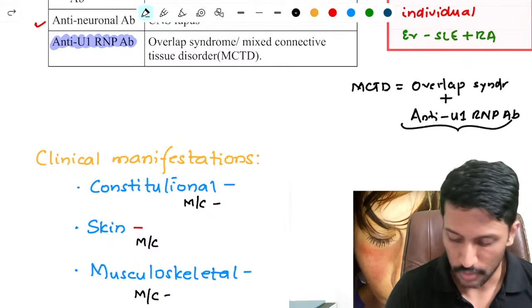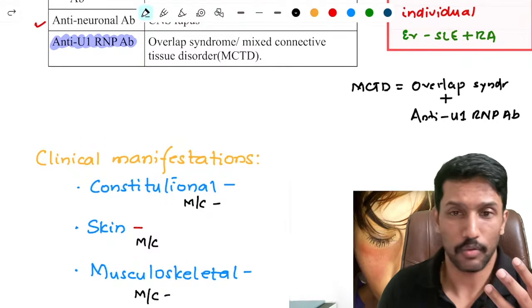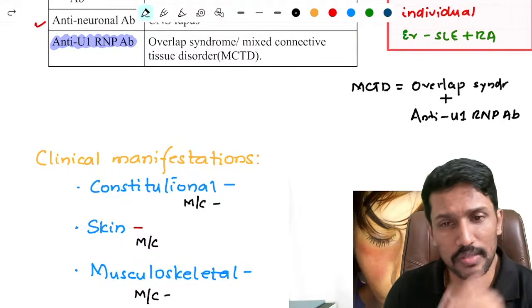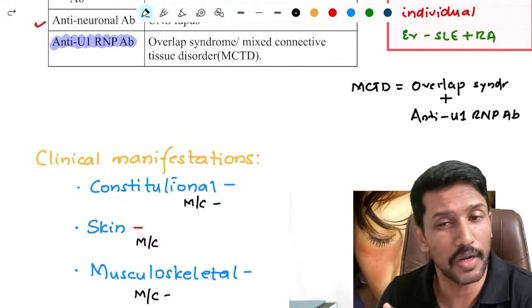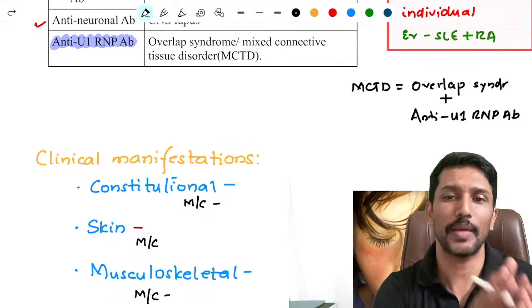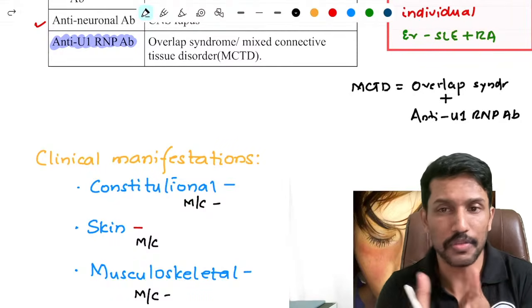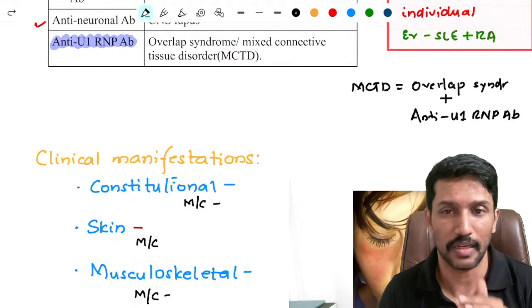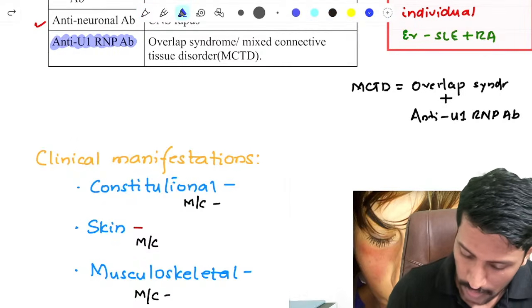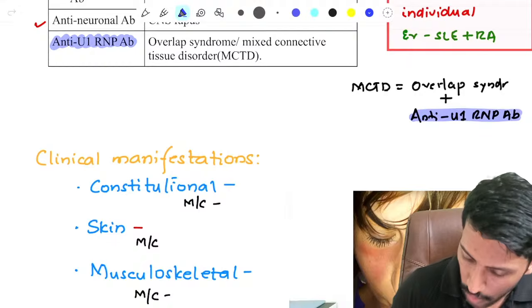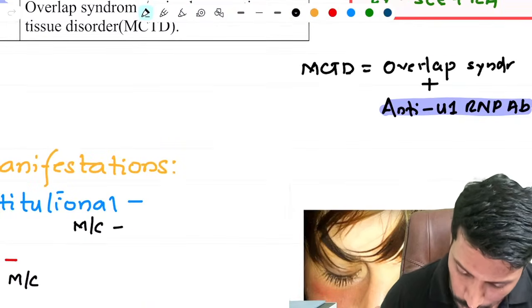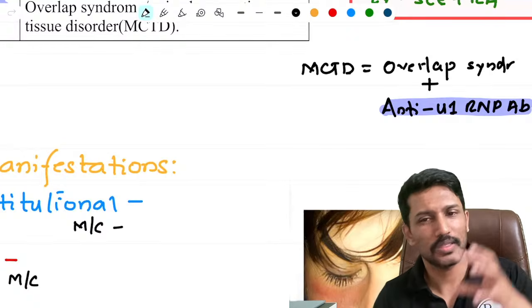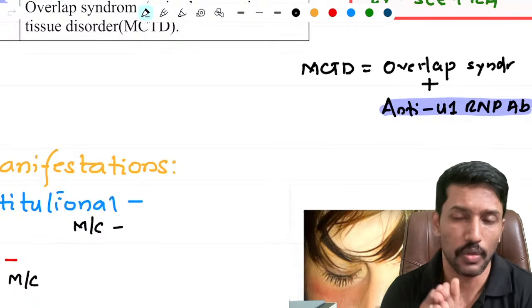mixed connective tissue disorder. So if I had other antibodies, like I had SLE plus Scleroderma, I had ANA, I had anti-centromere antibodies, but U1-RNP antibody is negative, then it is just an overlap syndrome. But if this antibody comes into picture, then we will call it mixed connective tissue disorder. So this antibody is the hallmark or a diagnostic clue for mixed connective tissue disorder. Okay, so these are important antibody correlations that you need to remember.